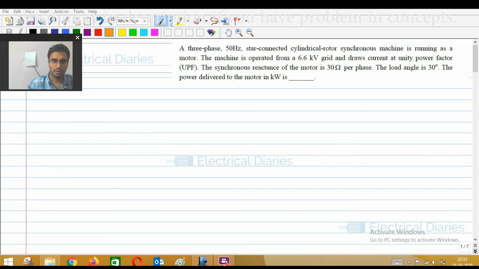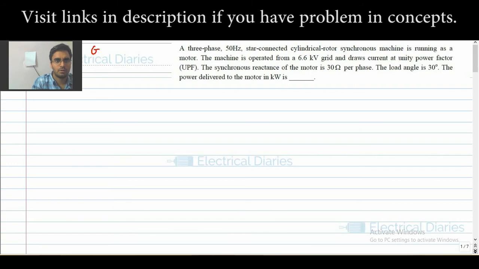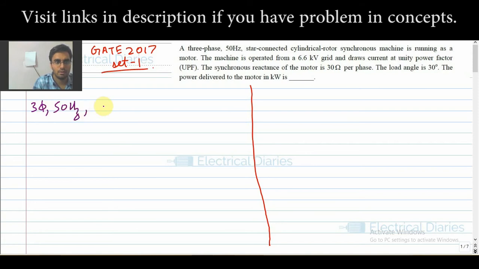Good day to everyone, and today we will see the electrical machines questions of GATE 2017 set 1. Our first question is from the three-phase 50 hertz. Let me write the details. Remember, your objective is to solve problems.